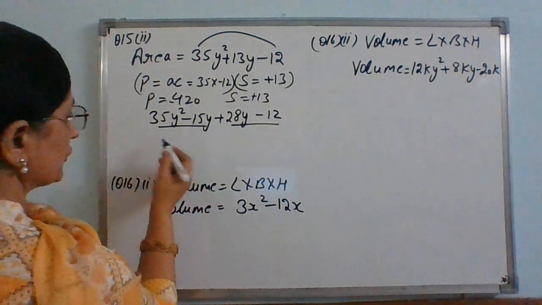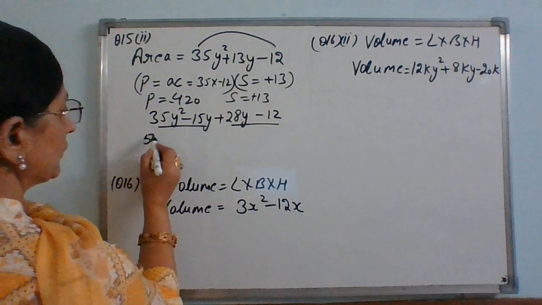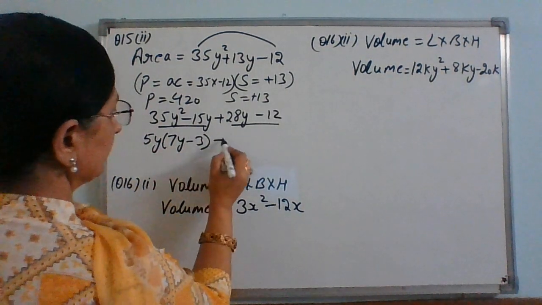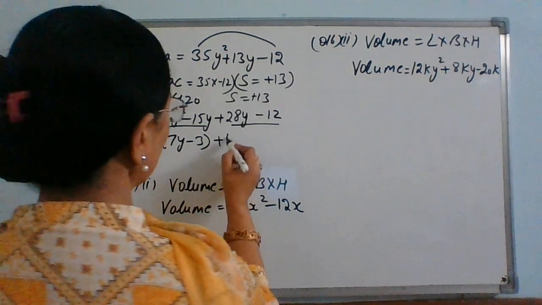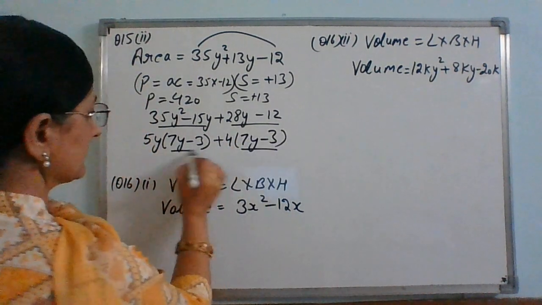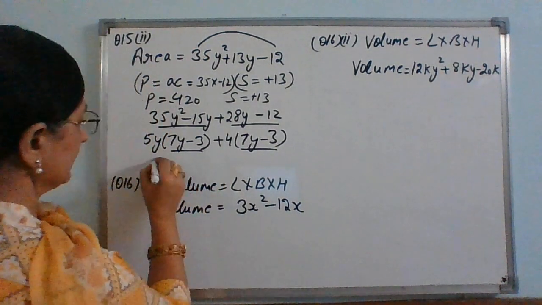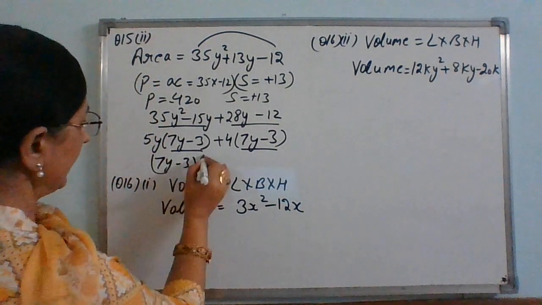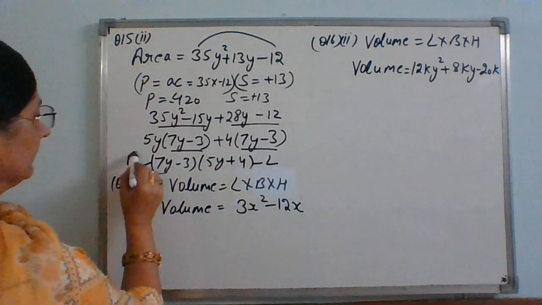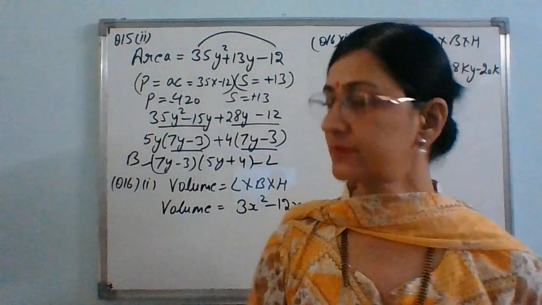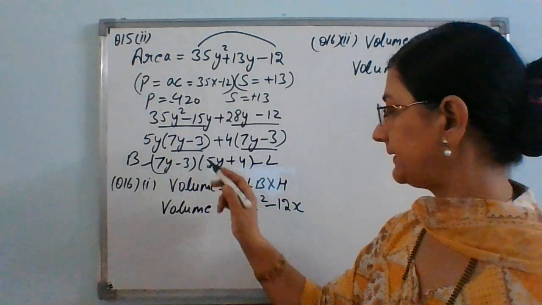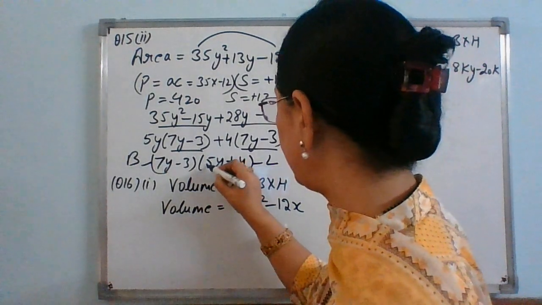Let us take common in these two. So here 5 is common, y is common. 5 7s are 35 and 5 3s are 15. Here plus, here 4, right? 4 7s are 28 and 4 3s are 12. This bracket is the same, so splitting is right. So 7y minus 3 and 5y plus 4. Let one be the length and the other the breadth. So the expression for length is 5y plus 4 and the breadth is 7y minus 3.